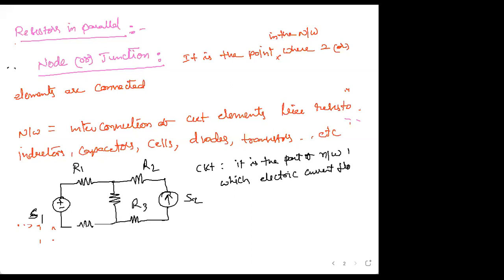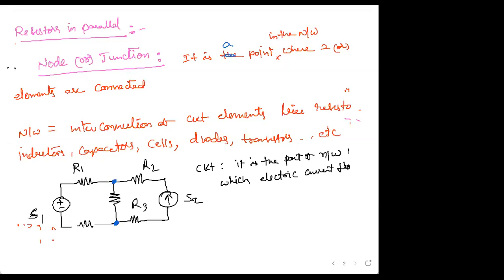Here, how many nodes do you find? How many nodes are there? 2 nodes. Are you saying only two? Yes, sir. What other nodes? What is the definition of a node? Just read out the definition. It is a point or junction in the network where two or more elements are connected.